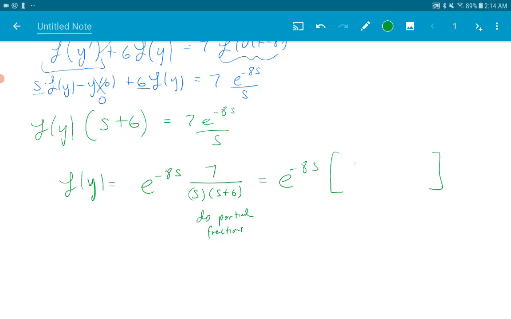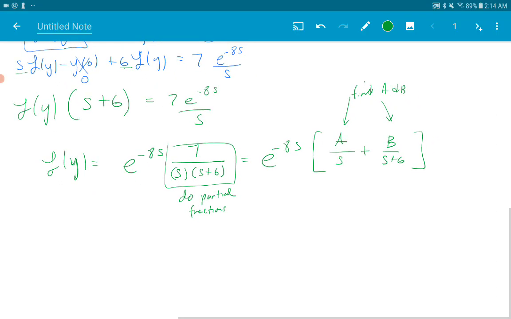So in other words, it'll be a over s plus b over s plus 6. Right? We're doing partial fractions just on the 7 over s times s plus 6, and this is the way it works. You want to write it as a fraction over s plus another fraction over s plus 6. We're doing fraction addition in reverse. We just need to find a and b.